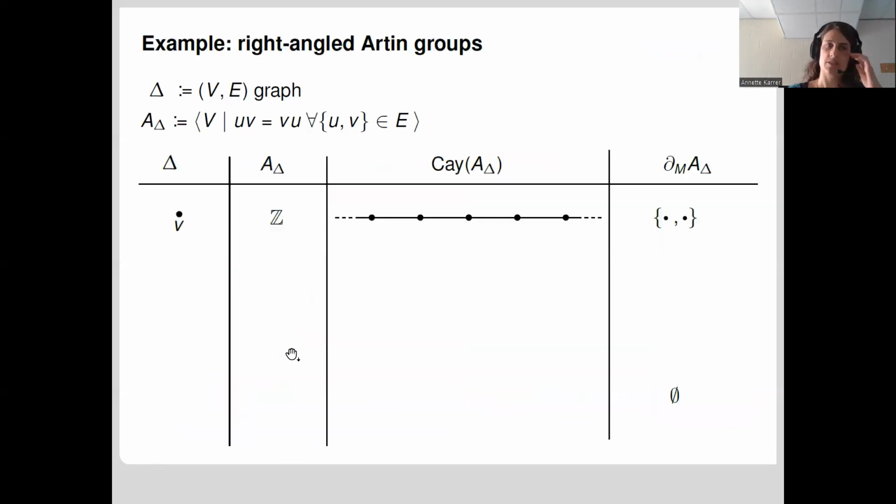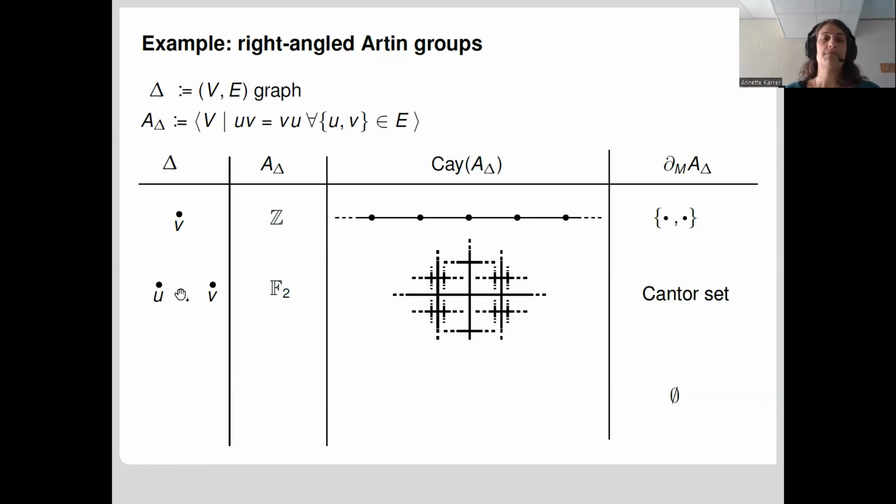So we start first with the right-angled Artin group case. Let's first understand right-angled Artin groups better. If we have a single vertex, then the corresponding right-angled Artin group is just Z, and the Morse boundary is 2 points. If we have two vertices with no edge, then the Artin group is a free group, and the Morse boundary is a Cantor set.